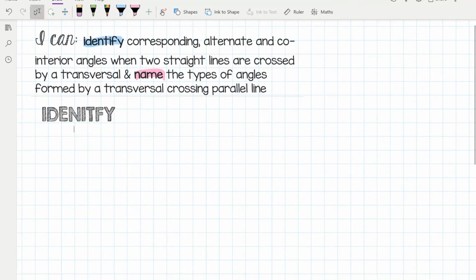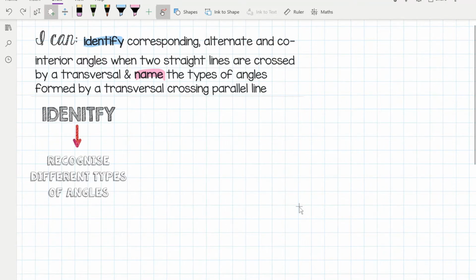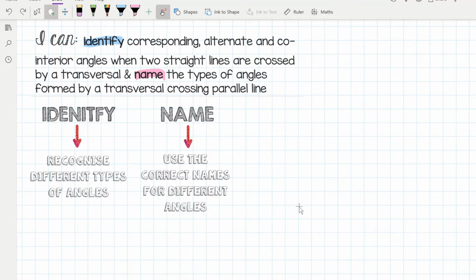Now, when I ask you to identify angles, all I'm asking you to do is to be able to recognize and point out different angles. I'll also be asking you to use the correct names for different angles.